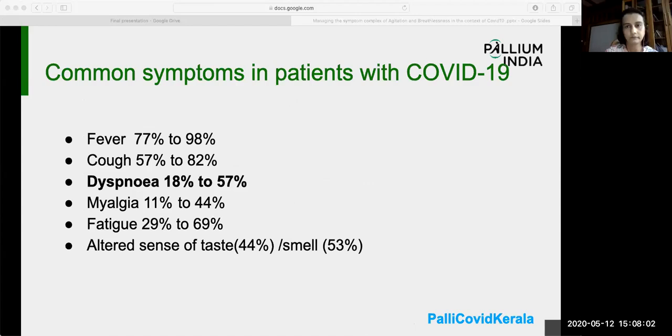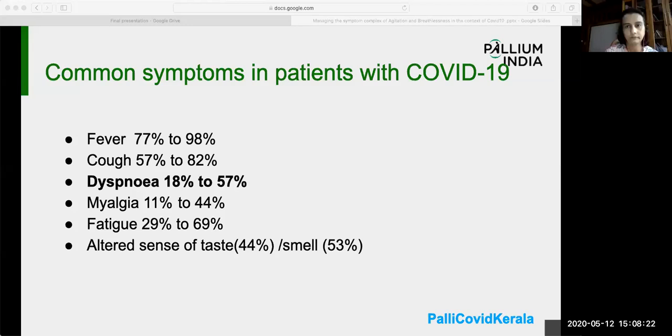As I mentioned, these are some percentages of the common symptoms. You can see that there are lots of other symptoms, but these are the ones that are commonly there. Fever, we all know, 77 to 98% of patients do have fever. Cough, usually a dry cough, 57 to 82%. Dyspnea, which we're dealing with in today's presentation, 18 to 57%.